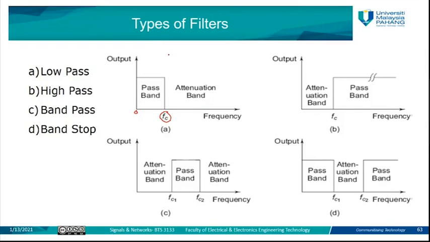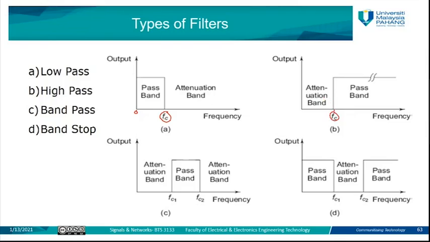FC here can be in hertz or in radian per second, whatever. In both cases the minimum is 0 and the maximum is FC, or cutoff frequency. In the case of the high pass filter here, we also have a cutoff frequency. We said each filter should have this value.